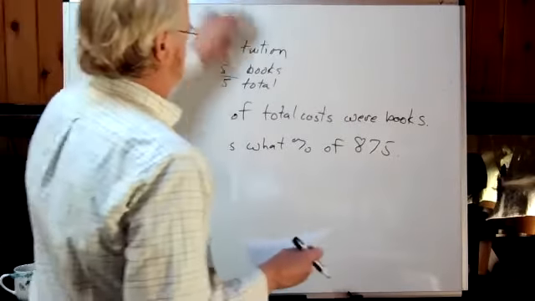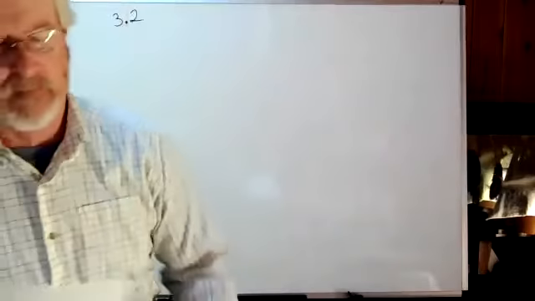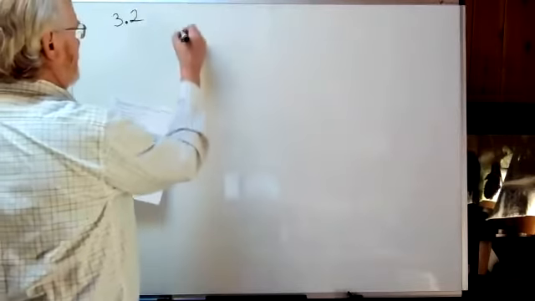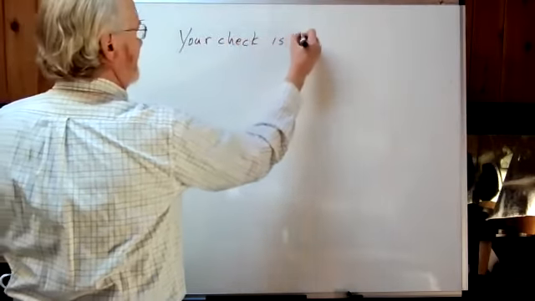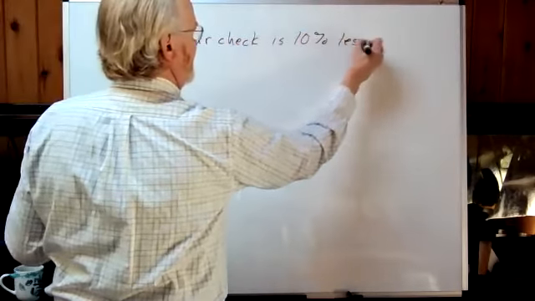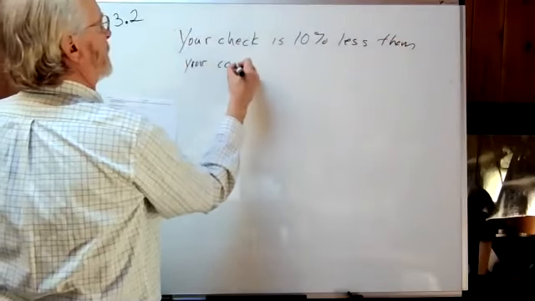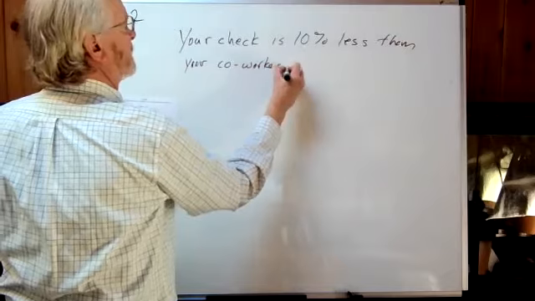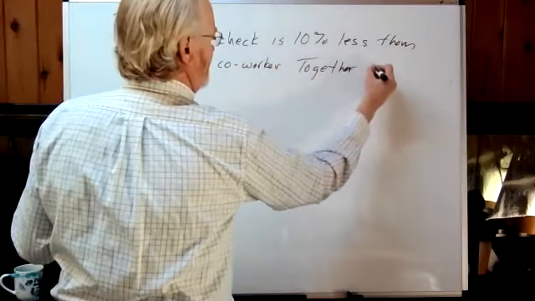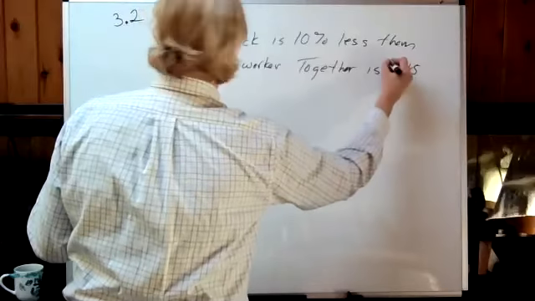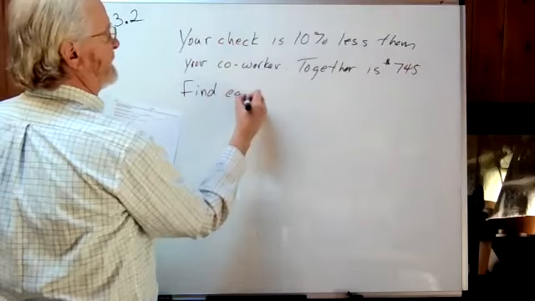Number 9 is really unusual. If you really think about it, I know some of you did it already. That's great. So it says, your weekly check is 10% less than your coworker's. Together, add them together, is 745. I'm abbreviating. Find each paycheck.